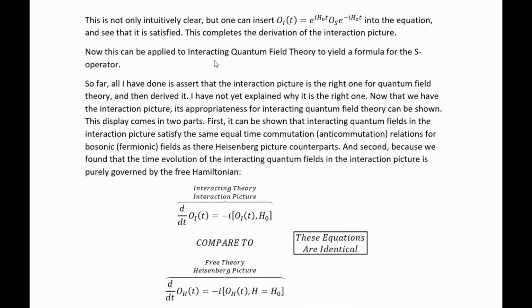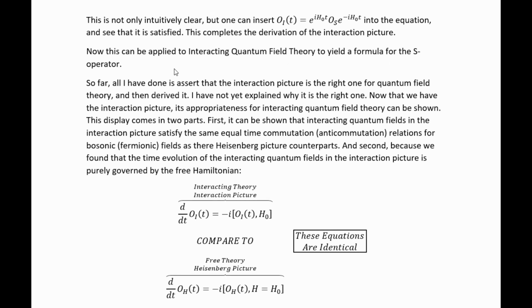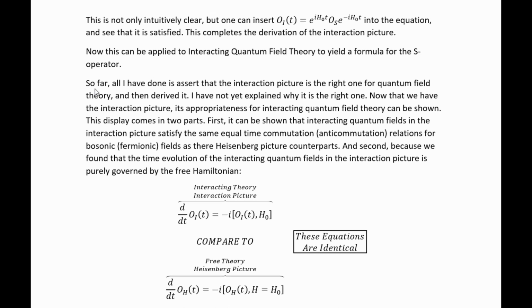Now this can be applied to interacting quantum field theory to yield a formula for the S operator. But before we actually do that, I want to show you that the interaction picture actually is ideal for quantum field theory. I asserted it above, and I gave the reasons, but I didn't show those reasons to be true. I didn't actually demonstrate them. So really, so far, all I've done is assert that the interaction picture is the right one for quantum field theory, and then I've derived it.